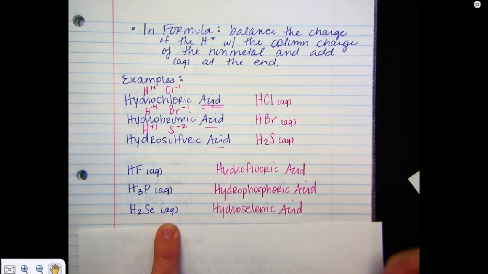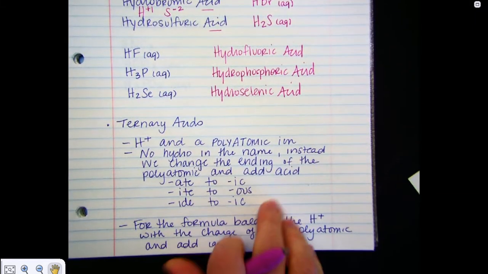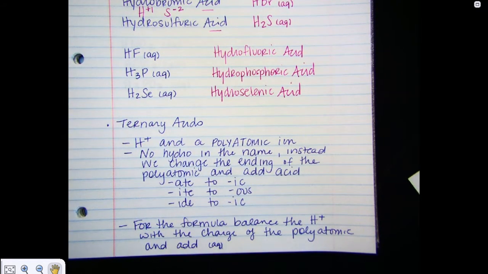All right, let's talk about our ternary acids. With ternary acids, we're dealing with polyatomic ions. So we have an H+ with a polyatomic ion.